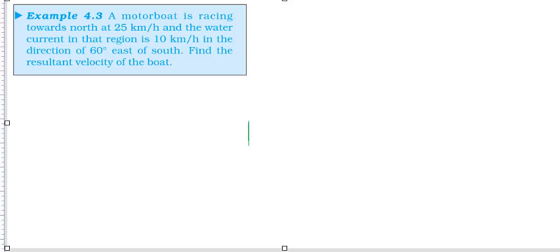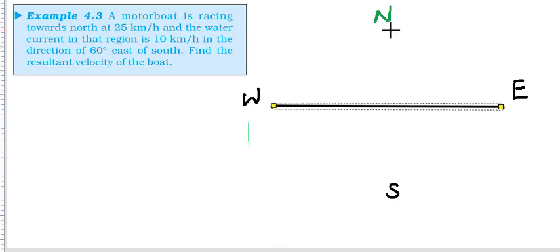In the question, there is a motor boat. It's going towards the north, and there is water flowing in a given direction. In such questions, I said you have to draw the directions first. Okay, let us take this as the north direction, this as the south direction, this as the west direction, this as the east direction. You can even join lines like this so that you can easily draw the required vectors.